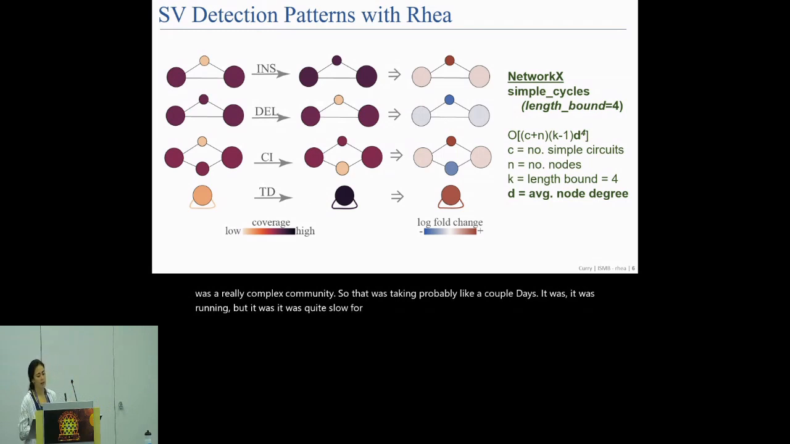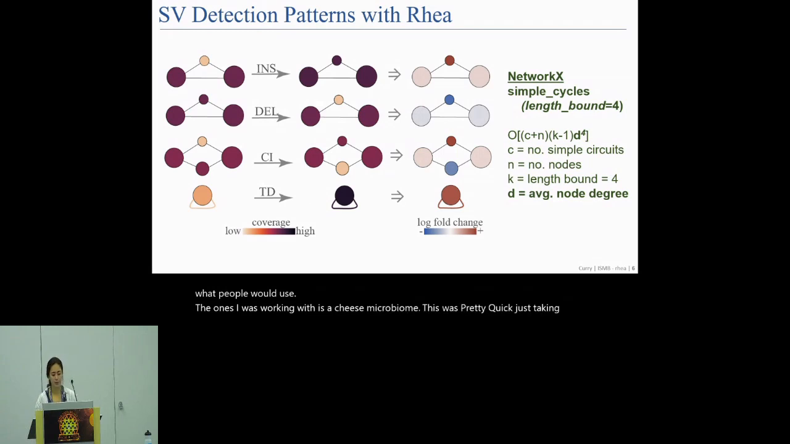It was running, but it was quite slow. For the communities that I think are probably more what people would use, the ones I was working with was a cheese microbiome. This was pretty quick, just taking maybe an hour or two.